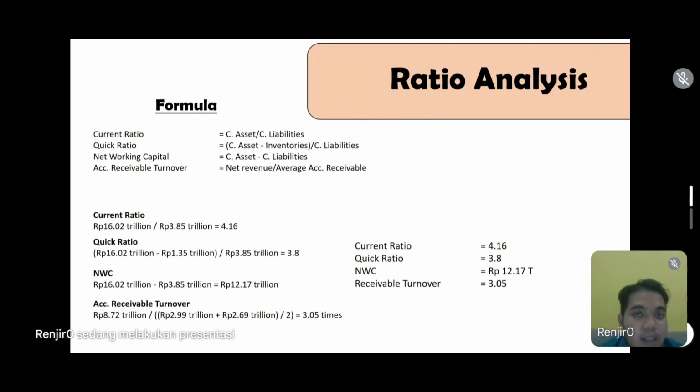And receivable turnover of 3.05 shows how quickly MTech collects payment from its customers. At 3.05 times, MTech collects its receivables every 3 to 4 months, which is reasonable for the media and technology industry with long-term contracts.